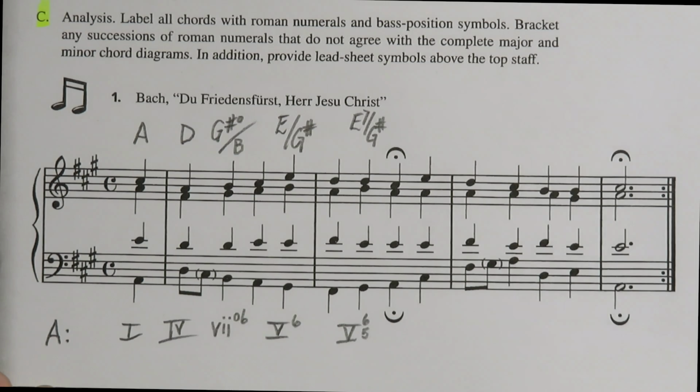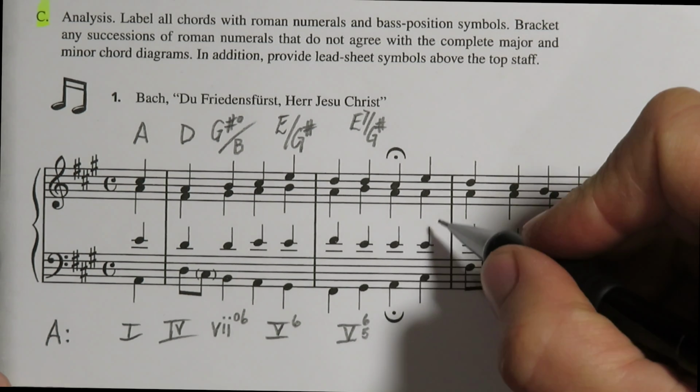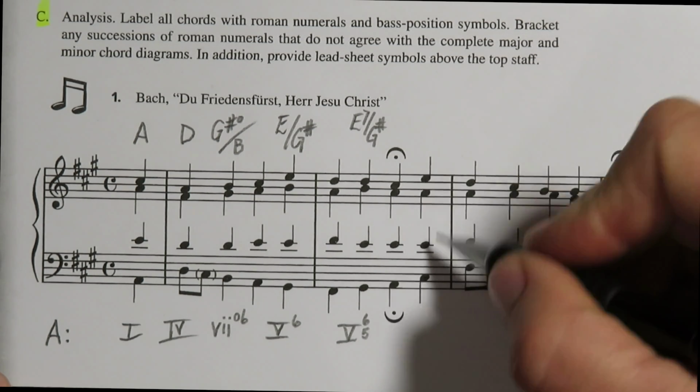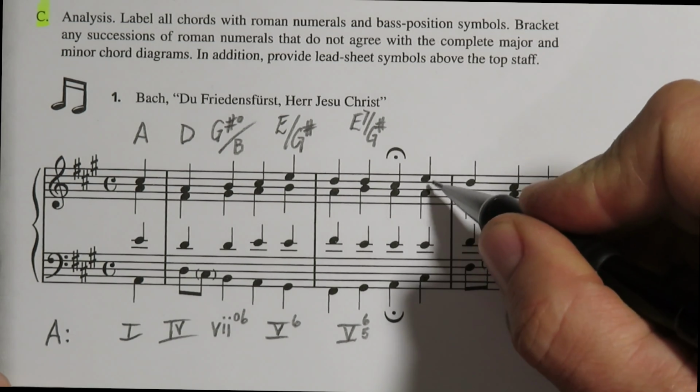All right. Now we have just like an A over C sharp. You have the A, C sharp, E.